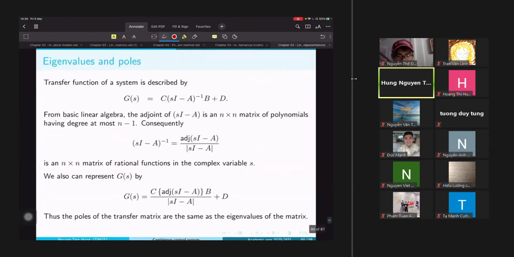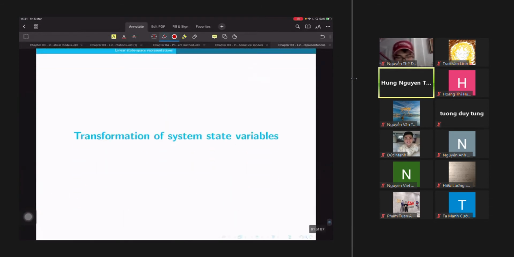After that, I will show you that eigenvalues and poles are the same. We already know that the transfer function can be represented in this form, and this is the characteristic equation. If we set this equal to 0, we get the poles, and we also know that these are the eigenvalues. So the poles and the eigenvalues are the same.